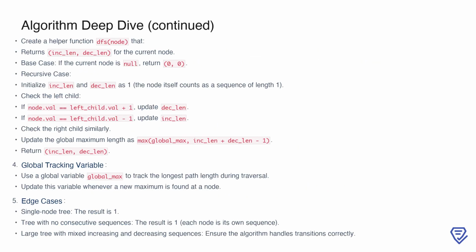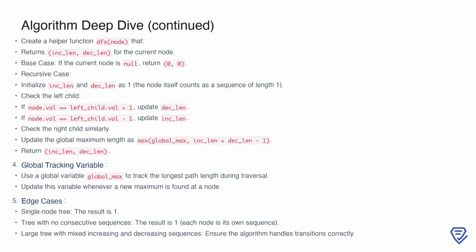The recursive function, DFS(node), is the core of our algorithm. It calculates the inc_len and dec_len for a given node and returns these values. The base case for this function is straightforward: if the node is null, there are no sequences, so we return 0, 0. For the recursive case, we initialize both inc_len and dec_len to 1, since the node itself forms a sequence of length 1. Then, we check the left child.